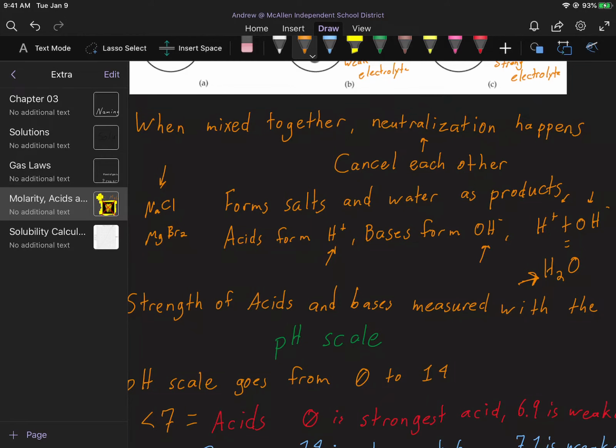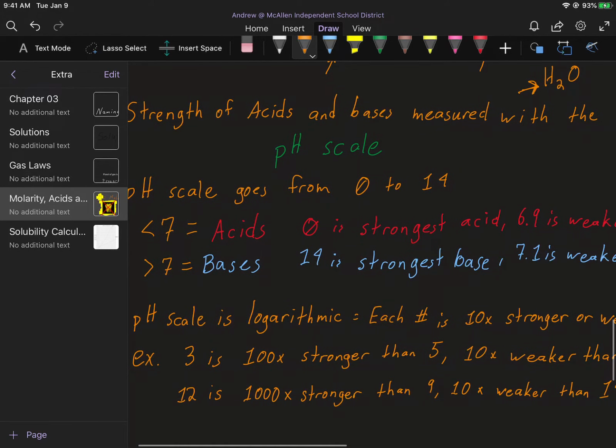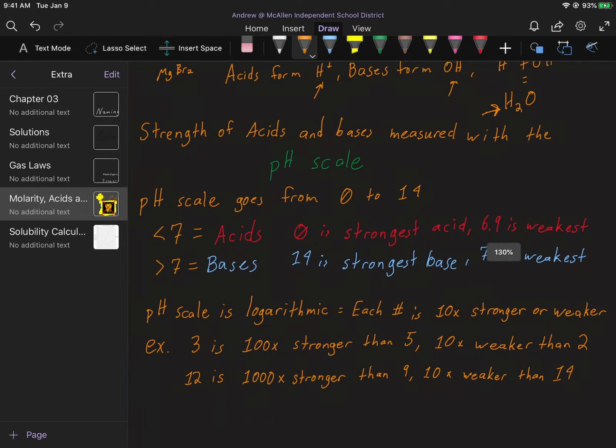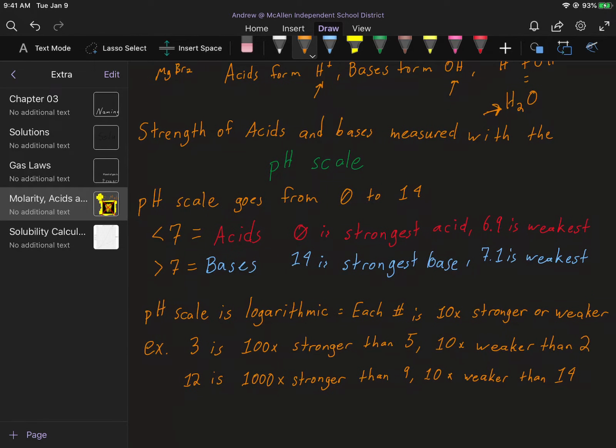Great. Now, another way to measure the strength of acids and bases is with the pH scale. It still relies on molarity, but we're just going to call it the pH scale and not worry about the math part. The pH scale goes from 0 to 14. You've probably remembered this at least a little bit from middle school. pH less than 7, that's a less than symbol, are acids. If the pH is greater than 7, that's a greater than sign, it is a base. And the further away from 7 you are, the stronger it is.